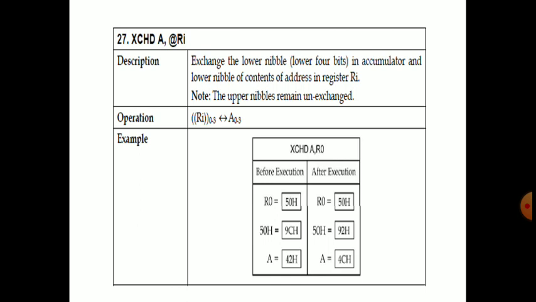Please follow. C in the 50H address and 2 in the accumulator, both are the lower nibbles, so they will be exchanged, and the upper nibbles, that is 9 and 4, remain unexchanged. So after execution, 50H will become 92H, and the accumulator will become 4CH. Understand? So this is the exchange D, lower nibble.